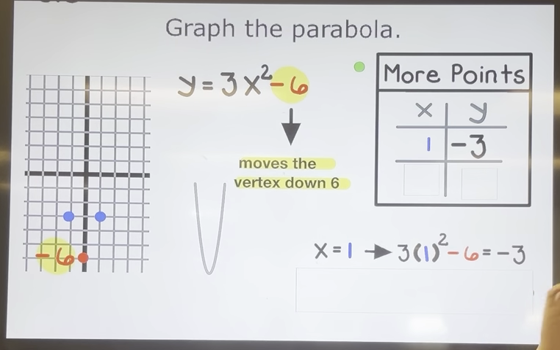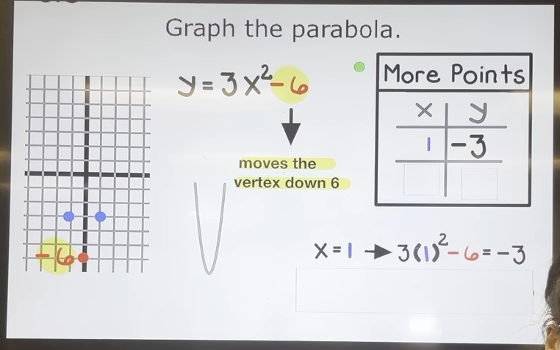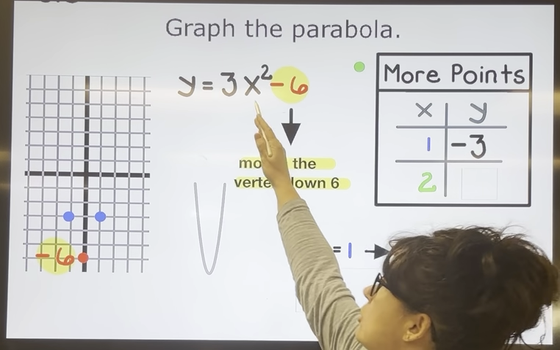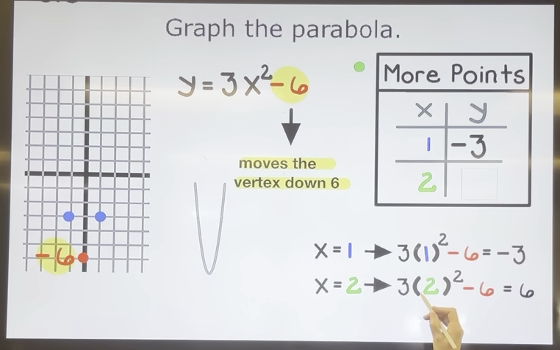Okay, let me do one more point here. So I need to select another number to substitute into my equation. I'm going to go with 2. So I'm going to substitute 2 in for x. And if I substitute 2 in for x, I have 3 times 2 squared minus 6, which gives me 6. So when I plug in 2, I get out 6.